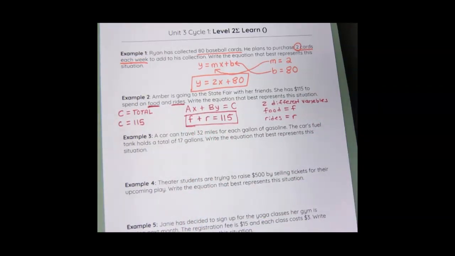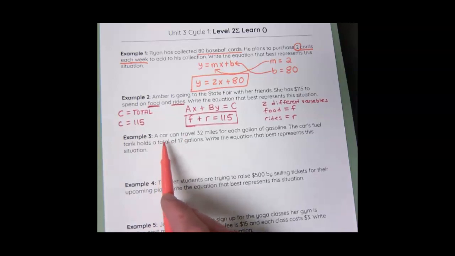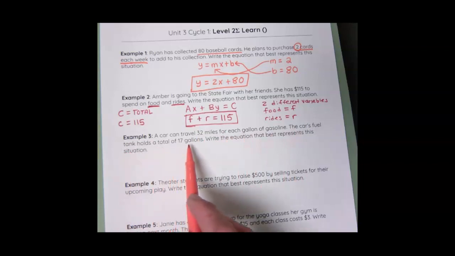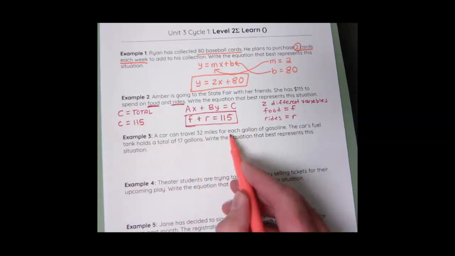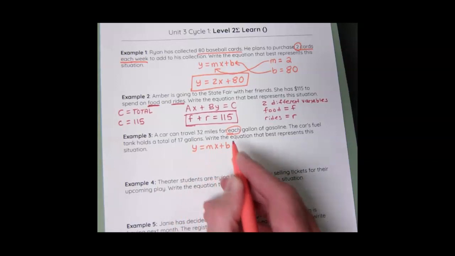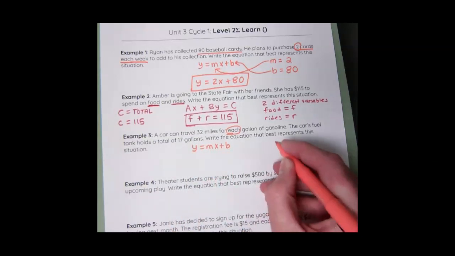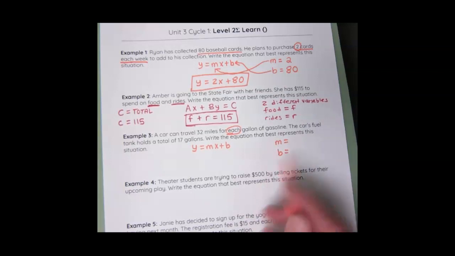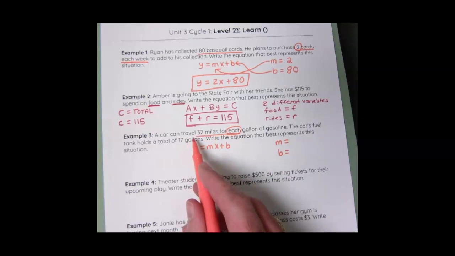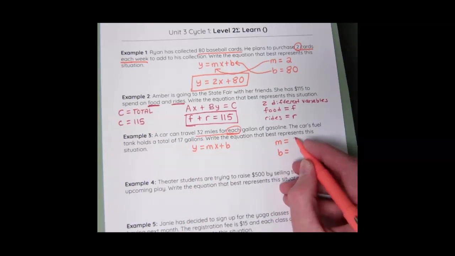Now if we take a look at this one, a car can travel 32 miles for each gallon of gasoline. The car's fuel tank holds a total of 17 gallons. Well, right after that, we see the word each. So that means we need to be using y equals mx plus b. And if we're using slope-intercept form, we need to first find slope and then find y-intercept. The slope is indicated by words like each and every and per week. So 32 miles for each gallon of gasoline, the car can travel 32 miles for each gallon. So that's my slope.